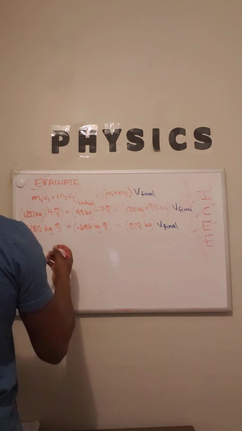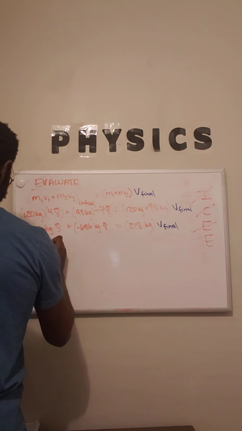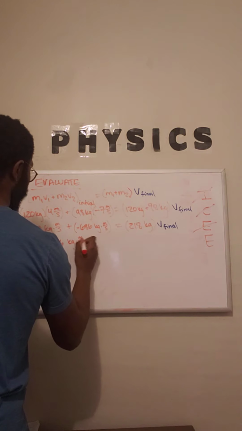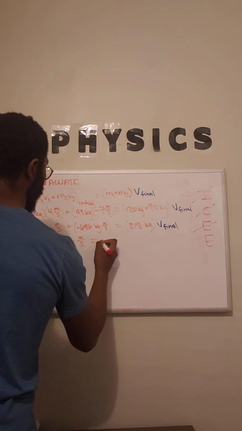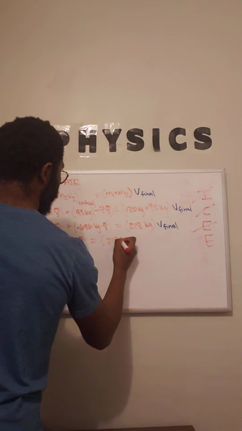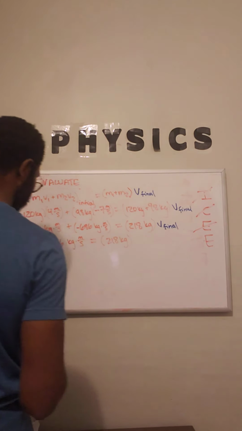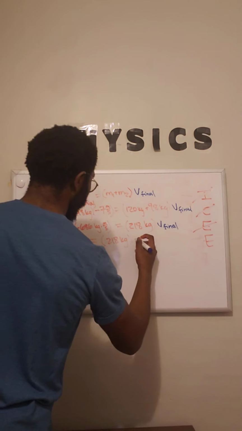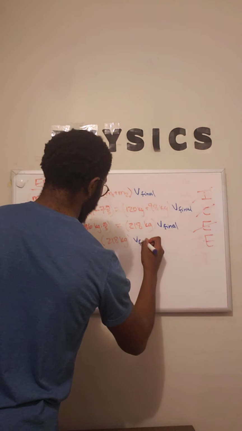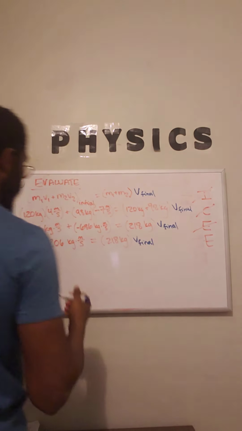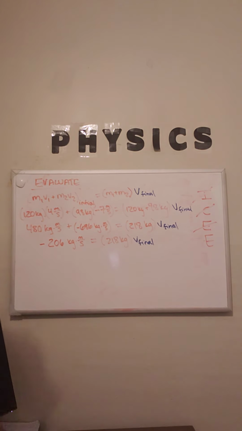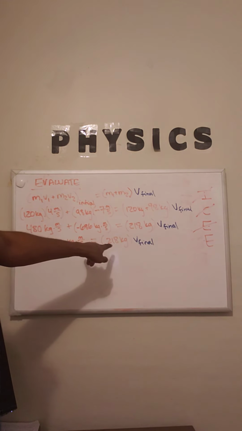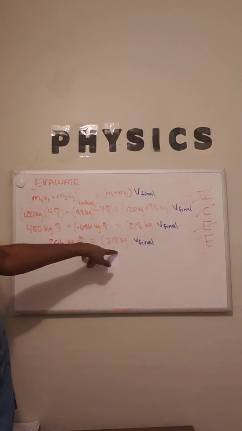All right, cool. So this gives us negative 206 kilograms times meters per second. Awesome. And then that's going to equal 218 kilograms times my final velocity, which is what we are looking for. So what is the final velocity of both players as they stick together and fly through the air in a tackle? All right, so here we're almost done.